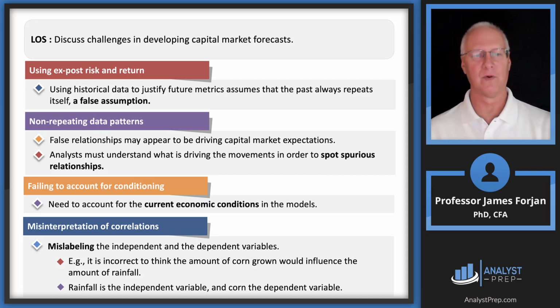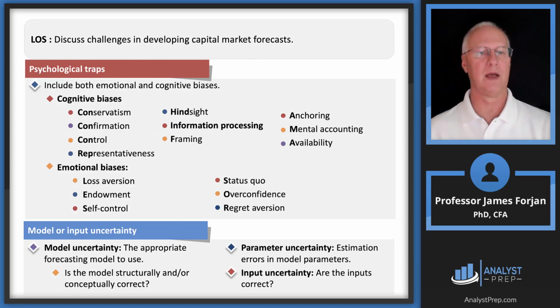Failing to account for conditioning. Of course, this is why I tell students to read the Wall Street Journal every day, so you know exactly what inflation is at its most current level, so that you can incorporate those things into the models. Misinterpretation of correlations. We've talked about what that's called: spurious. You don't want to decide that just because there's a high correlation there's also causation. So just make certain that you're aware of that.